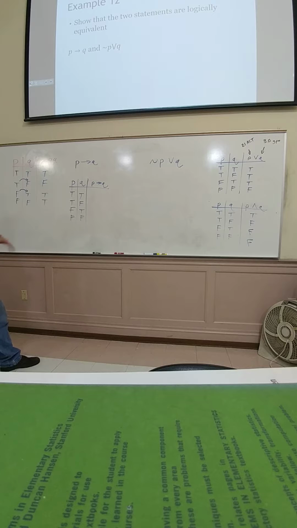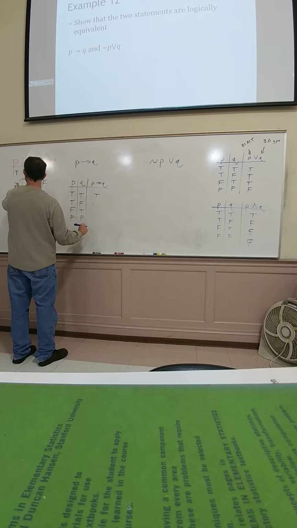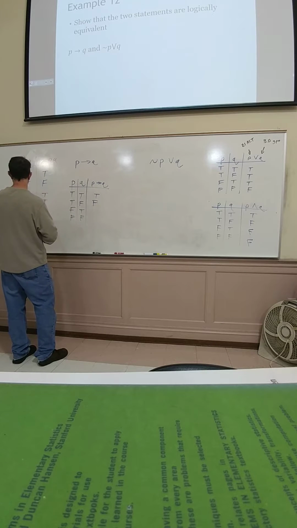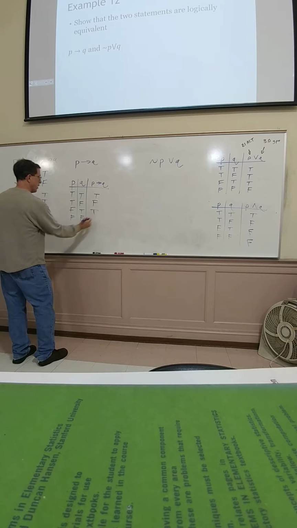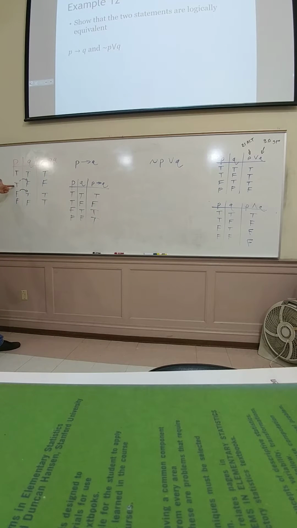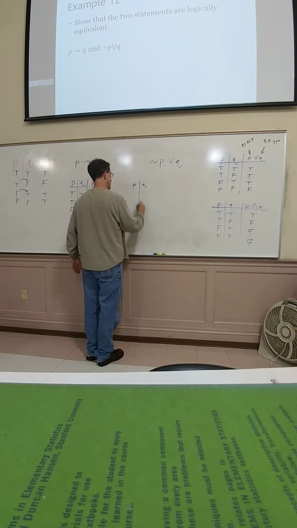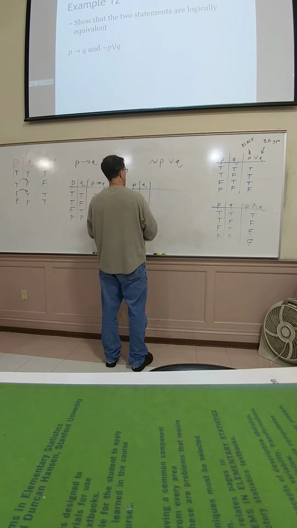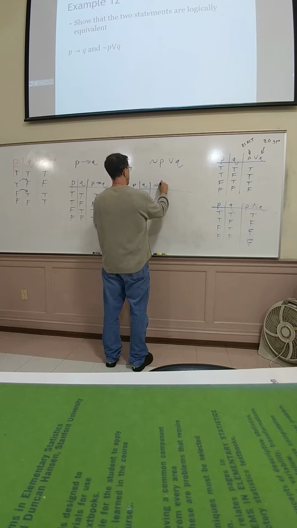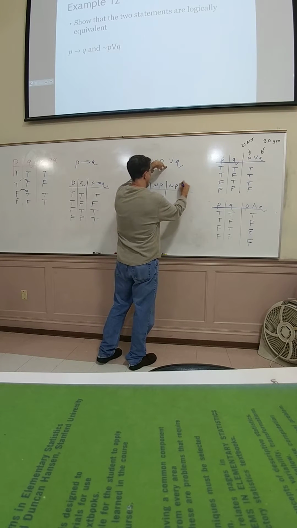So P arrow Q. Again, it will be true, false, because T to F is false. Put that down wrong. And then F to T is true. And then F to F is true. So again, true, false, true, true. So now we're going to do P, Q, and then we're going to do negate P. We don't have a lot of symbols in this one. We got to do negation of P, and then we got to compare the two using or.